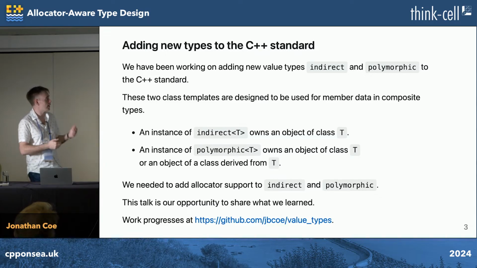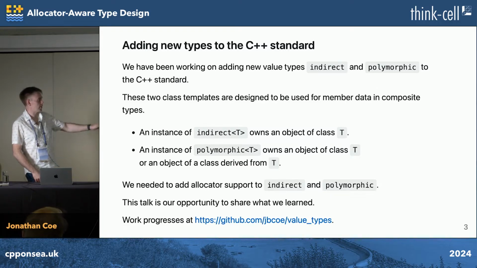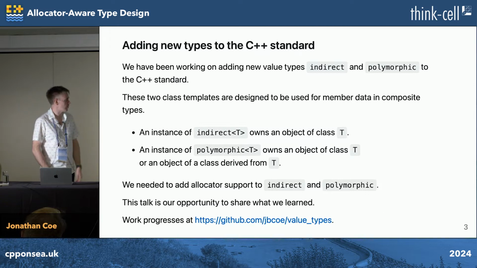Without allocator support, indirect was pretty easy to implement, so it was arguable whether it was worth standardizing or not. But with allocator support, it becomes messy enough to make it worth standardizing. But we're not going to dwell on these types. I've already spoken about them at C++ on C in the past. If you want to see more about the work in progress, it's on GitHub and also in flight in papers in the committee.